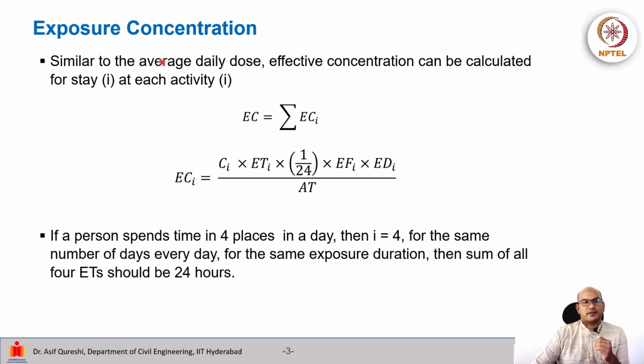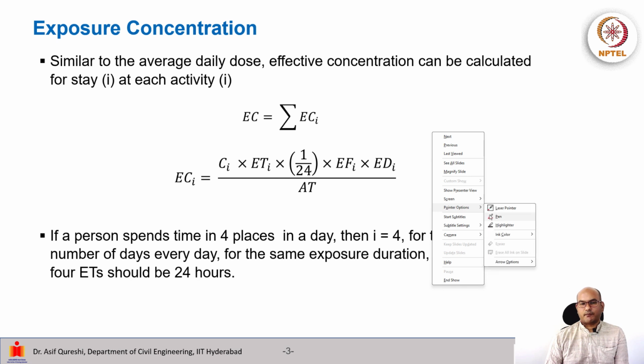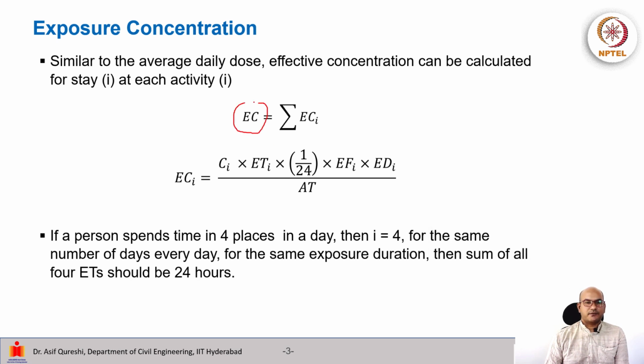So, similar to the average daily dose, we can calculate this effective or exposure concentration. Let us say ECi: each place will have some effective or averaged concentration that we will derive to get the total exposure concentration. So let's say this is our effective total exposure concentration.